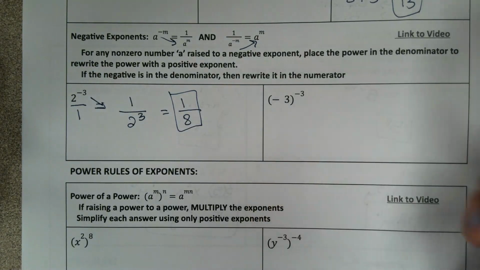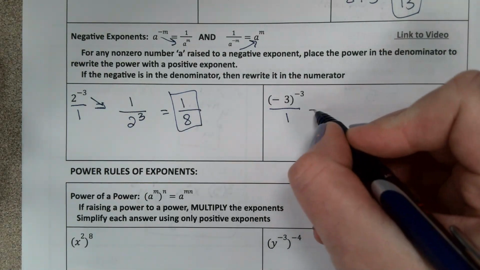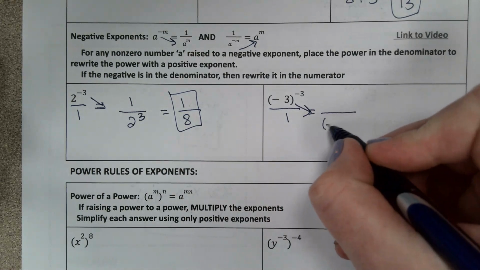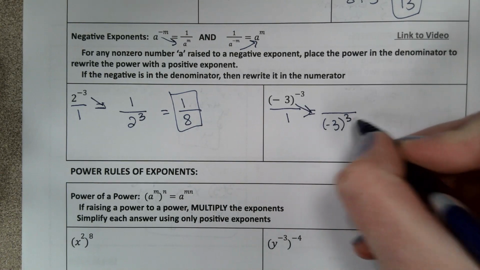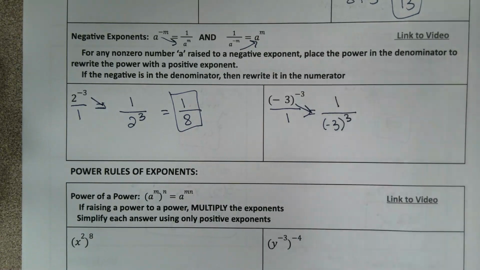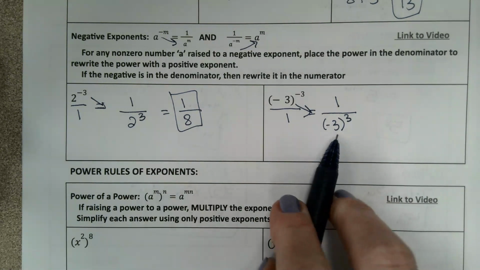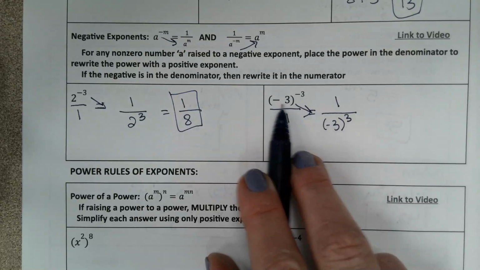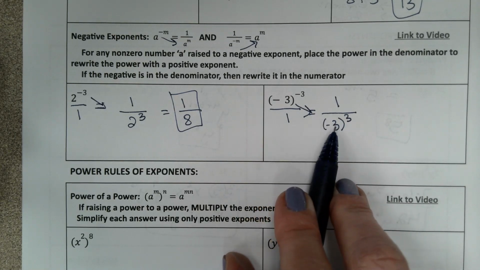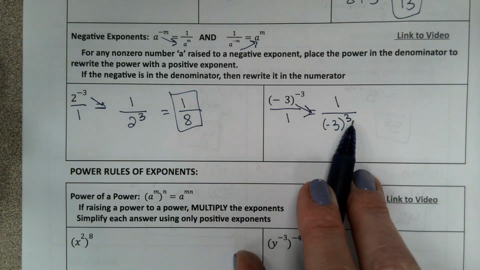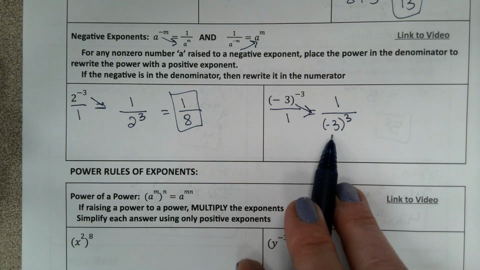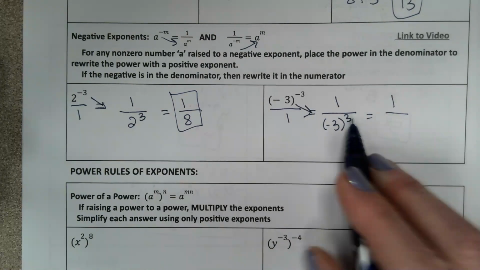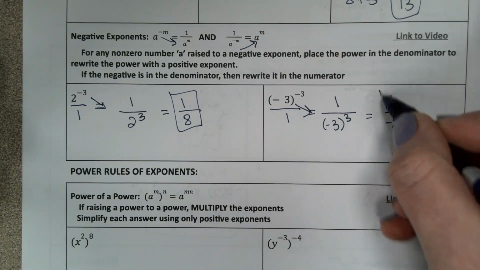Here I have negative 3 to the negative 3, that is implied to be over 1. That term moves to the denominator, so I have negative 3 to the third power. You need a placeholder, so you have 1 in the numerator. All right, so note what happened. I had both a negative base and I had a negative exponent. When you send it down and you move it, only the exponent changes. The base, the number itself, never ever changes. And negative 3 to the third power is negative 27.